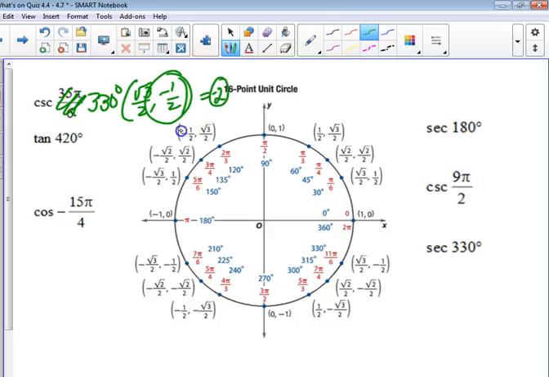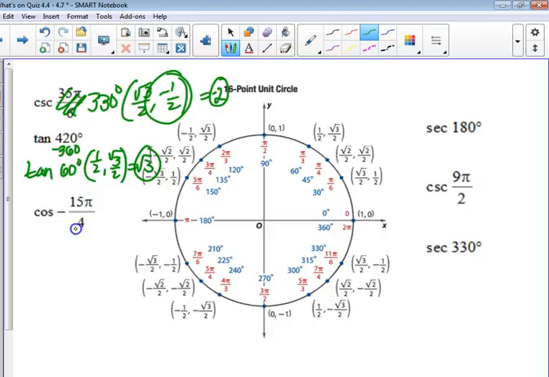We good? Okay, 420 subtract 360 is 60. What is the ordered pair? 1/2 and square root of 3 over 2. So the tangent is, I do that? Put the y value over the x value, ignoring the denominator, right? Because it'll cancel out. So you just get square root of 3 over 1 or square root of 3. Everybody okay? All right.